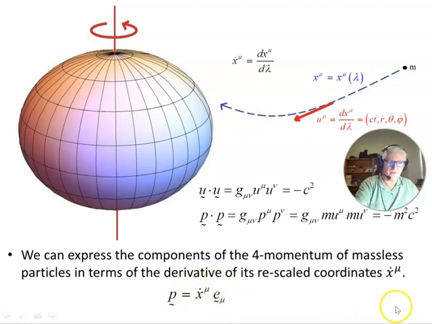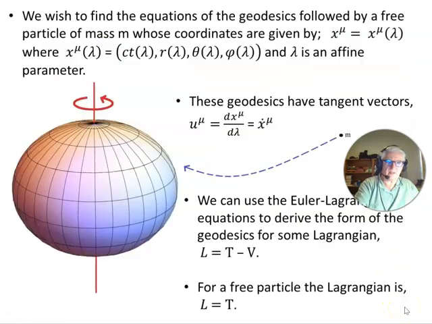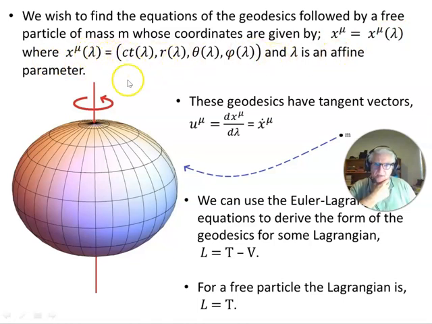Okay, let's have a look now. We need to remind ourselves of a couple of things here. We wish to find the equations of the geodesics followed by a free particle of mass m whose coordinates are given by x^mu, and lambda as an affine parameter. As I said earlier, for a particle with mass, we would use the proper time. These geodesics have tangent vectors, as I pointed out in the previous slide, the red vector coming tangent to the world line, or geodesic. We're dealing with freely falling particles, so that's why they're geodesics.